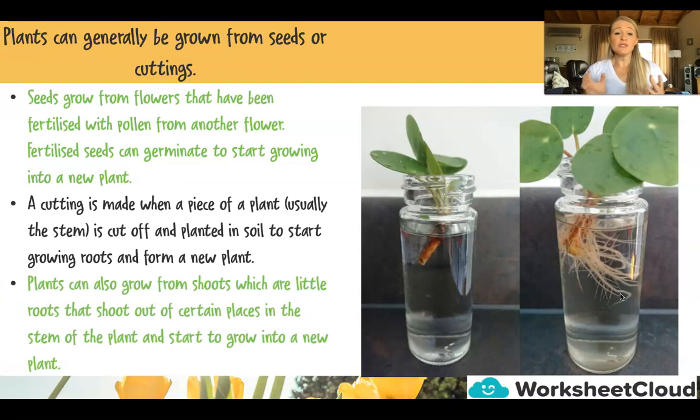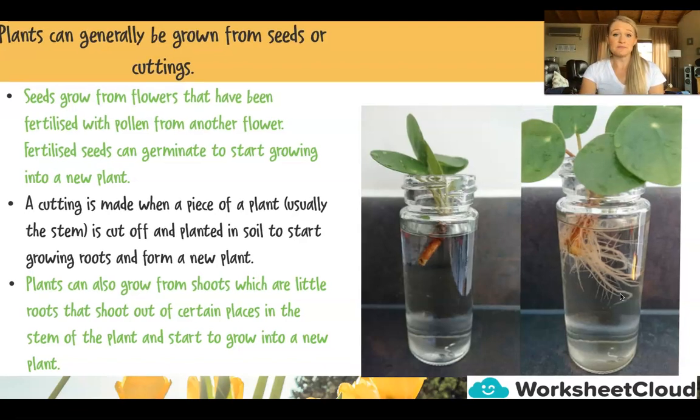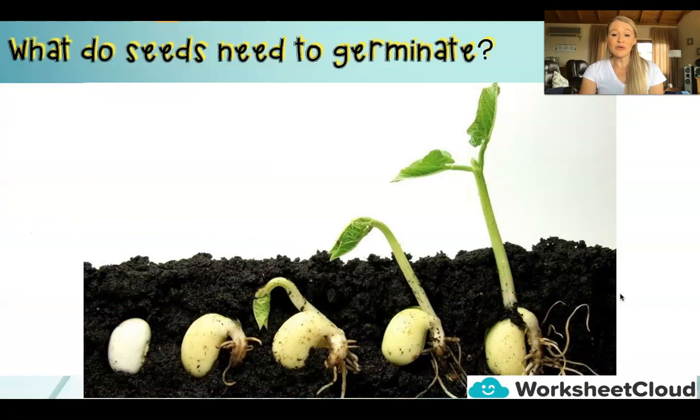And then plants can also grow from shoots, which are little roots that shoot out of certain places in the stem of the plant and start to grow into a new plant. So those are the various different ways in which plants can grow. And like I said, I want to encourage you, try and grow some plants of your own at home from cuttings. Right, now we're going to look at what seeds need in order to germinate.